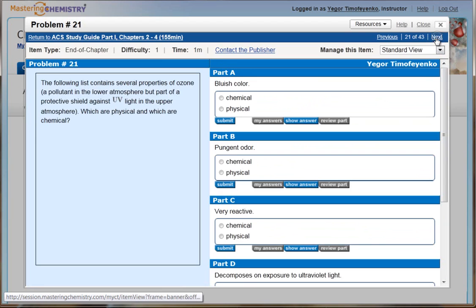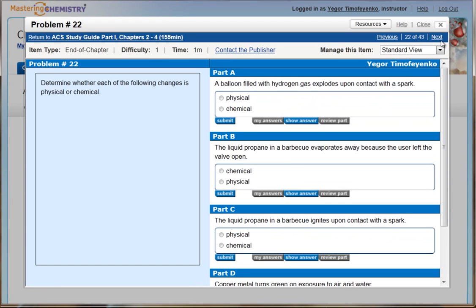Same story. Now we're looking at a change, a transformation. So in this case, we're on problem 20, part A. A balloon filled with hydrogen gas explodes when there's a spark. Well, this is not a state of matter transition, therefore we'll have to say it's a chemical change. Propane in a barbecue evaporates away because they usually left the valve open. So that's evaporation. You cue that this is a physical transition.